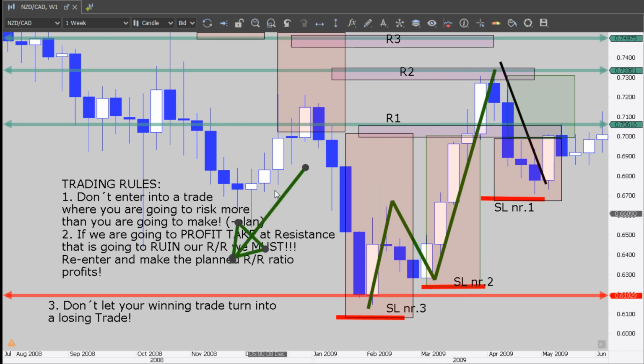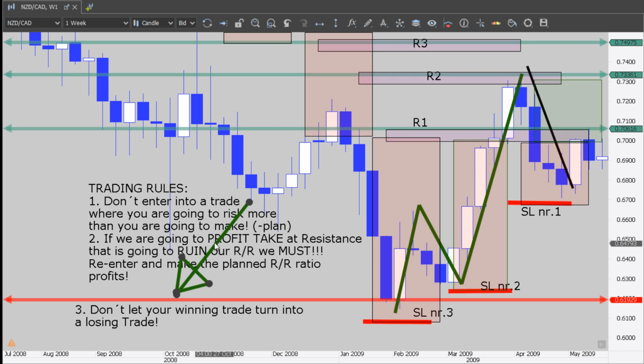But the question is, I don't have the crystal ball. If I'm going to profit take, as Akos did, it's okay, because if I profit take, I am following the rule that don't let your winning trade turn into a losing trade. But if I entered here and I chose my stop loss number 2 or I chose my stop loss number 3, then I am not following rule number 1. Don't enter into a trade where you are going to risk more than you are going to make.